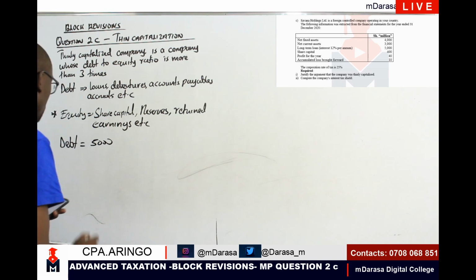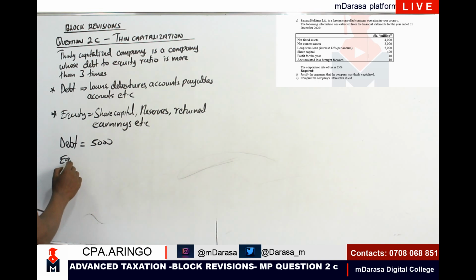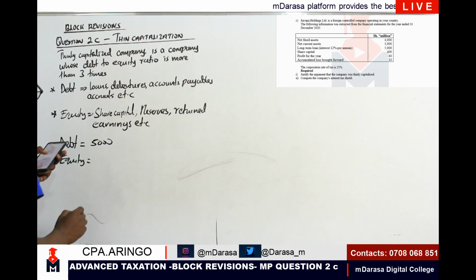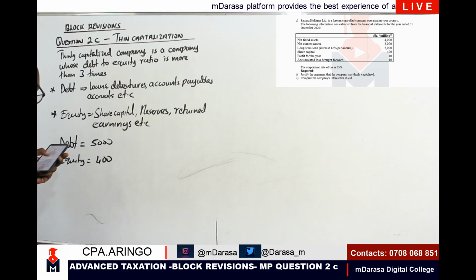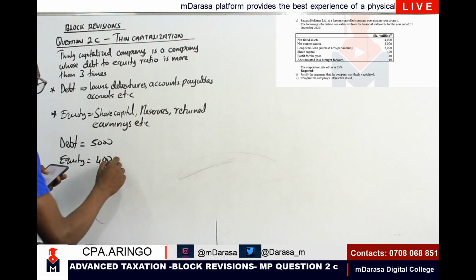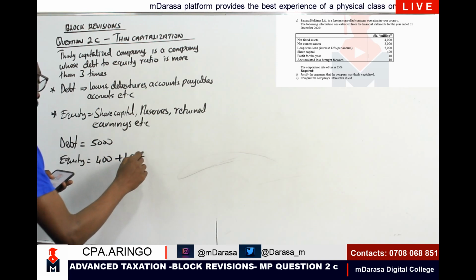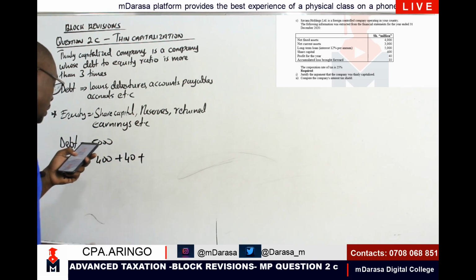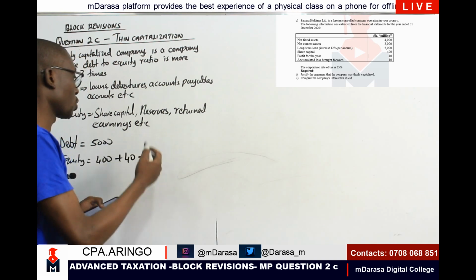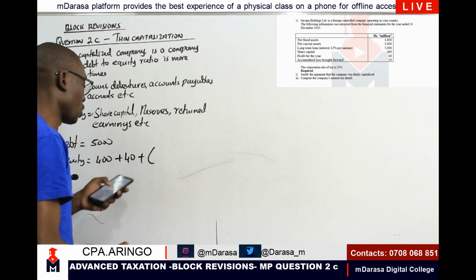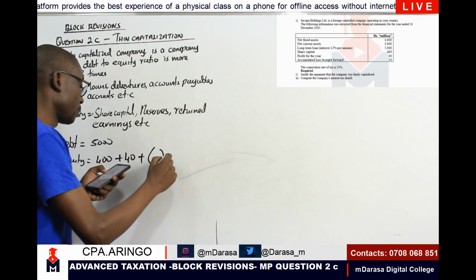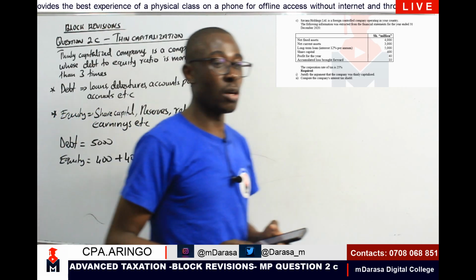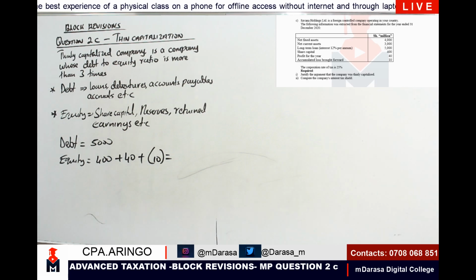What about equity? For equity, in this case, we had share capital 400, profit for the year 40, and accumulated loss brought forward. Remember, we are talking of retained earnings. So for the accumulated loss brought forward, I was given a loss of 10. So that should give us a figure of how much if we sum it up, my good students?